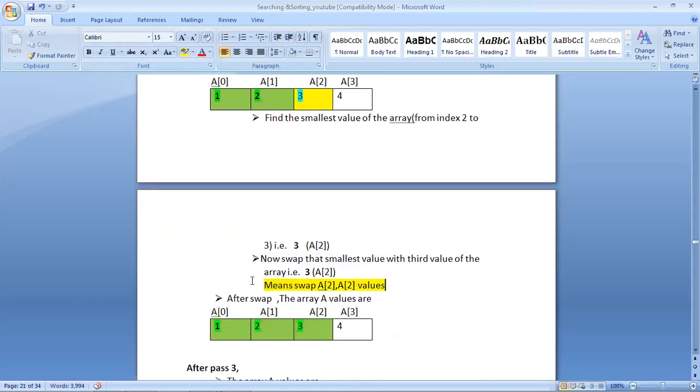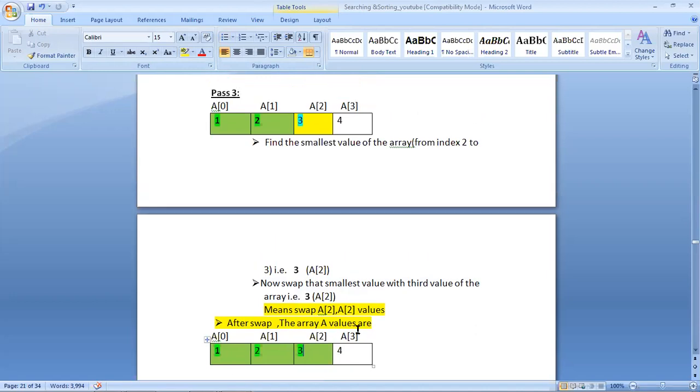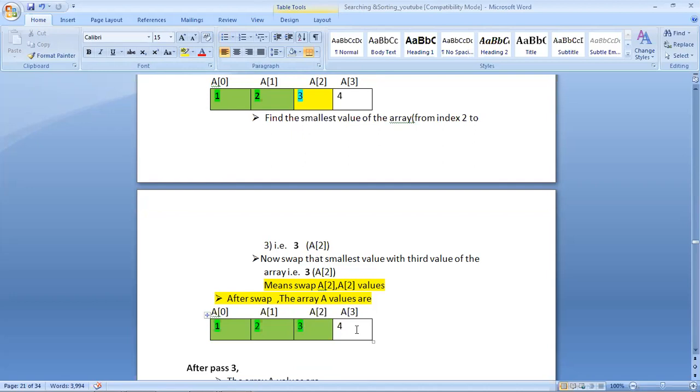If you do so, after the swap operation, the array values are 1, 2, 3, 4. That means all three values are already at the correct position. So automatically the last value will be at its correct place. So after completion of 3 passes, the result is 1, 2, 3, 4. That is how selection sort sorts the array elements in ascending order.